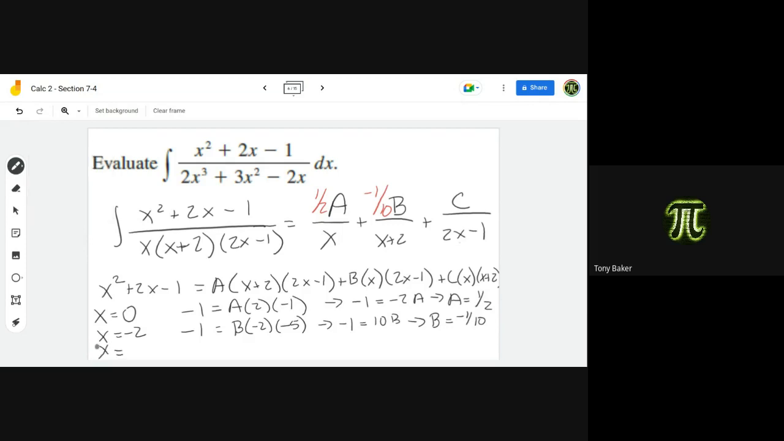What's the last one I'm going to use? 1/2, because that would make the 2x minus 1 zero. So if I plug in 1/2 here, I have 1/4. The A cancels out, the B cancels out because they both have the 2x minus 1s. So I'm left with the C. So C times 1/2 times 5/2. So 1/4 equals 5/4 C. So C equals 1/5.